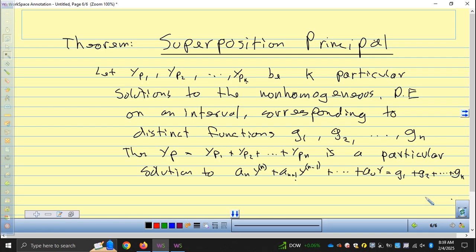So we can find particular solutions individually, or we can consider this as one big function of x. We just add up all the particular solutions to get the particular solution to this thing.